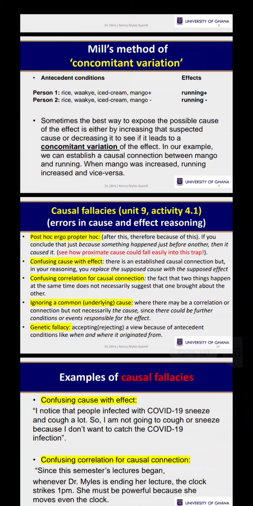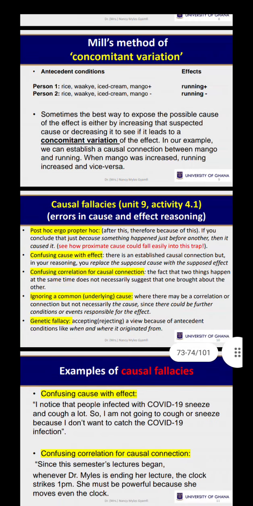It's through direct contact, and yes, COVID-19 spreads through direct contact, and the effect is what you see, which is the coughing. So when you confuse the cause with the effect, then it becomes what? A fallacy. So you say you stop coughing because you don't want to get COVID-19. That is not the cause of COVID-19.